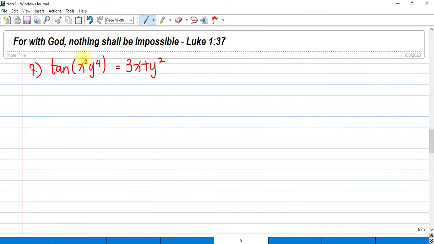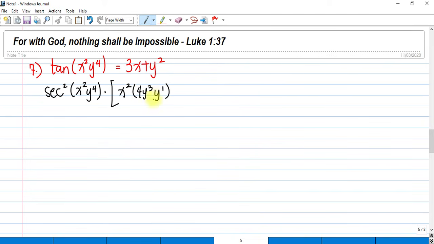First, the derivative of tangent of x squared y raised to 4 would be secant squared of x squared y raised to 4. And of course, this is multiplied by the derivative of the inside function. The inside function happens to be the product of x squared multiplied by y raised to 4, so we're going to use the product rule. We have x squared, differentiate this, so we have 4y cubed y prime.